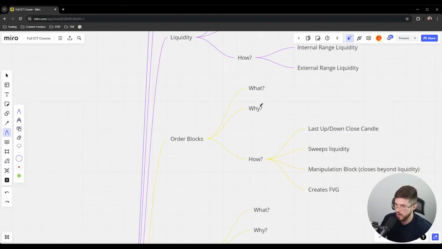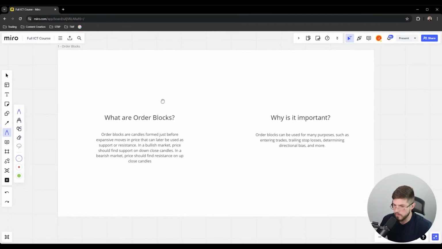We're going to talk about what they are, why to use them, and also how to use them with a couple different strategies, one of which I came up with on my own after spending years and years in front of the chart. So, what are order blocks?